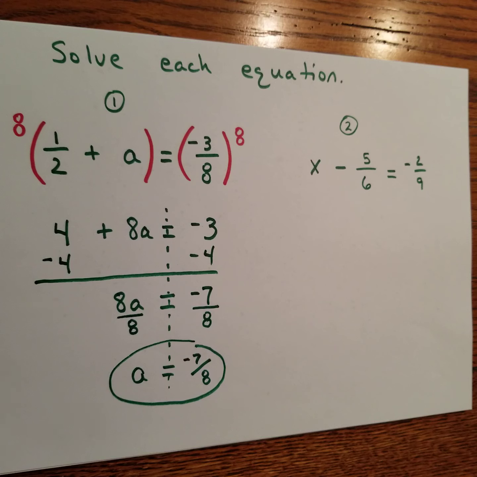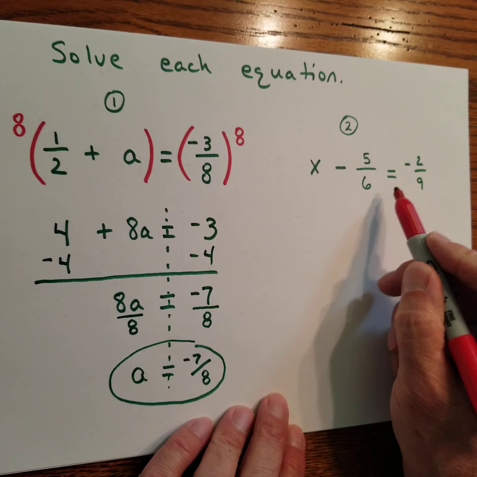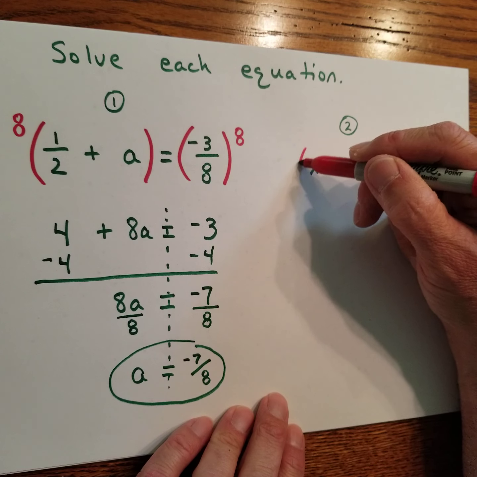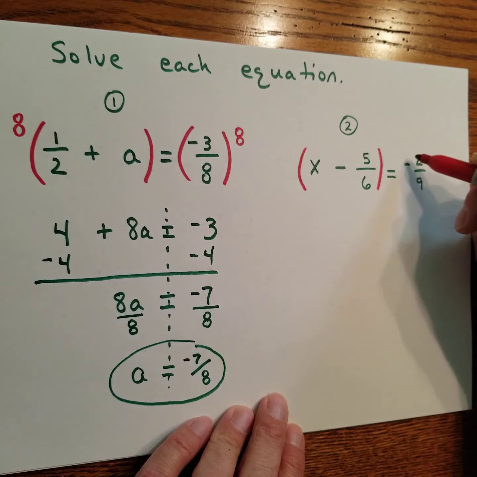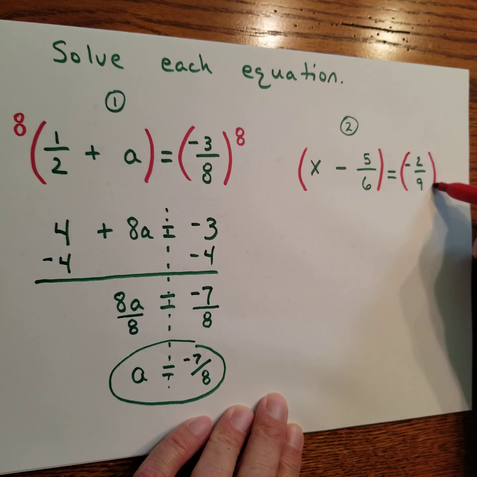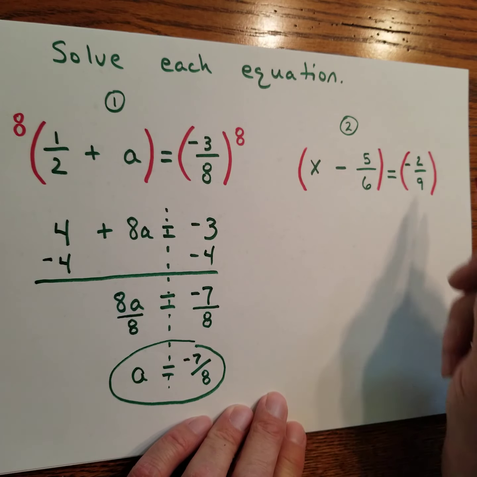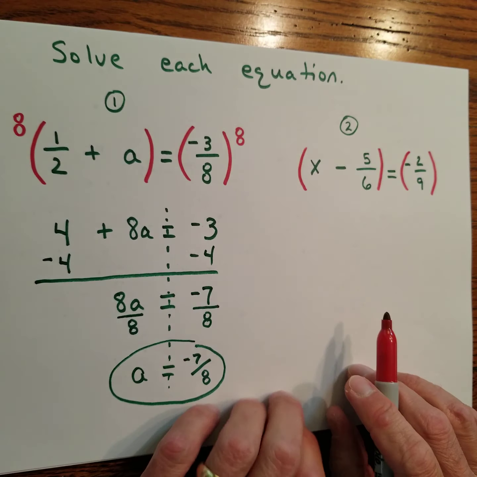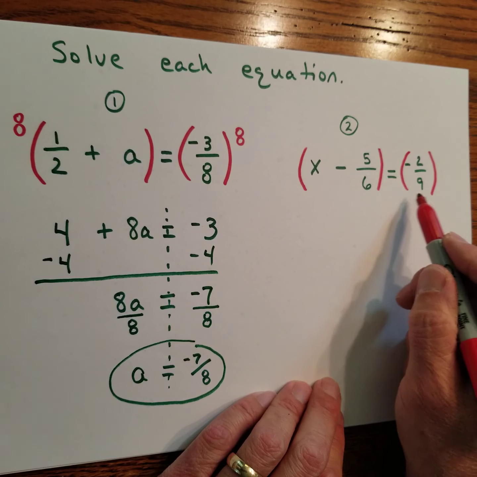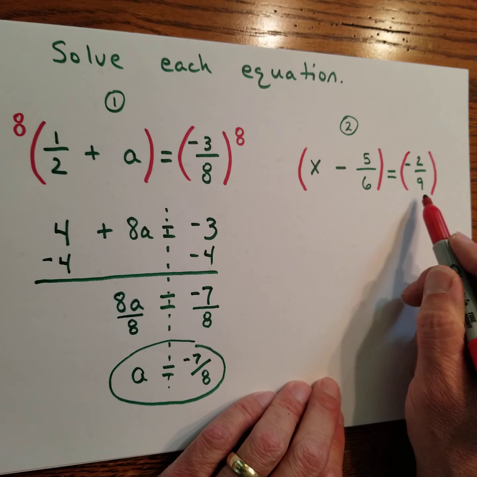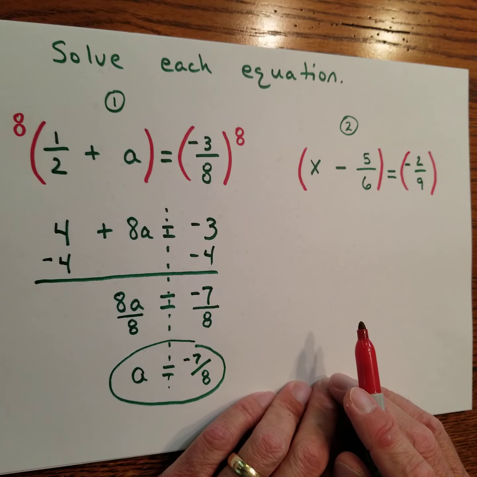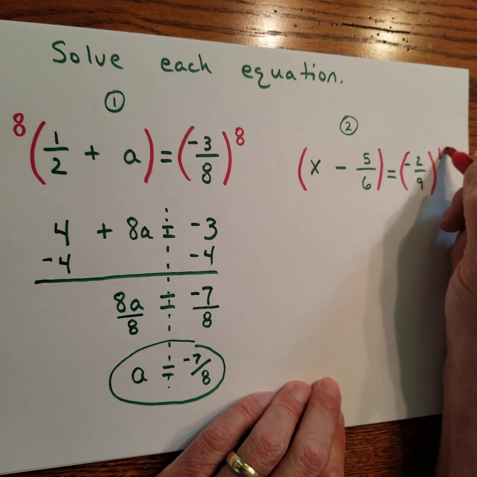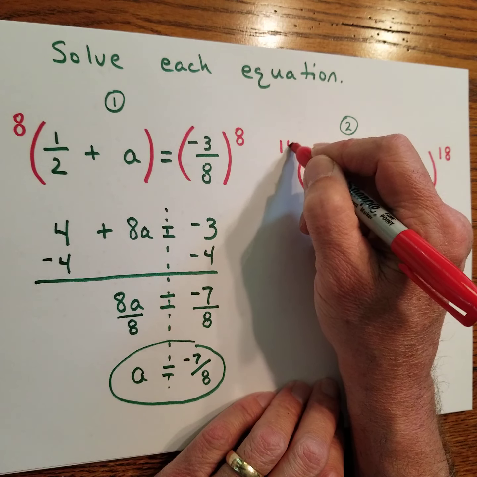Now, that was kind of tricky. Let's try the process again on number 2. I have an equation. There are fractions in it. The first thing I do is put both sides of the equation in a set of parentheses so that I can multiply both sides. I must multiply both sides by the same number, and that number should be a common denominator. I need a number that 6 and 9 both divide into. 6 and 9 both divide into 18.